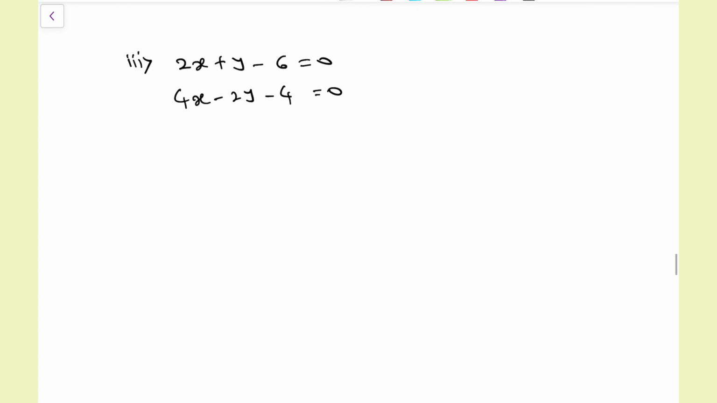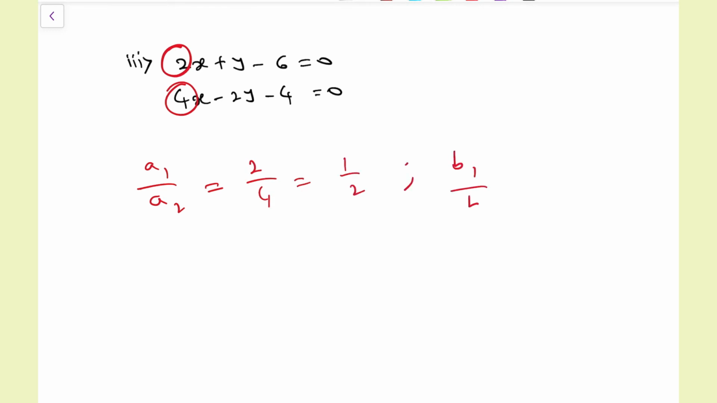Moving to question number 3. 2x plus y minus 6 equals 0 and 4x minus 2y minus 4 equals 0. A1 by A2 equals 2 by 4, that is 1 by 2. Then B1 by B2 equals, here before y nothing is there, so 1 by minus 2.